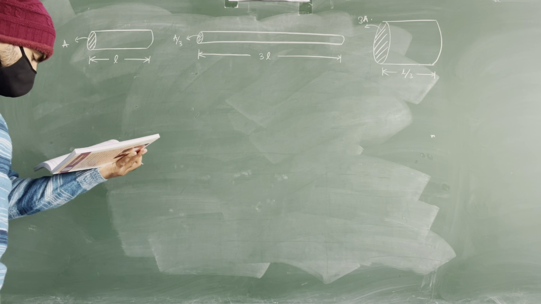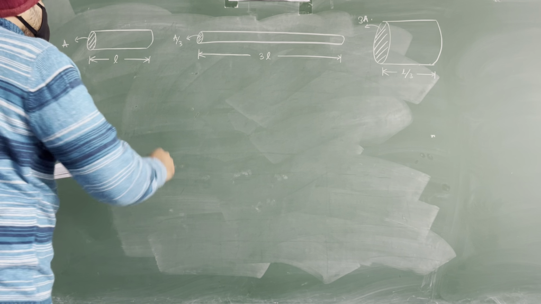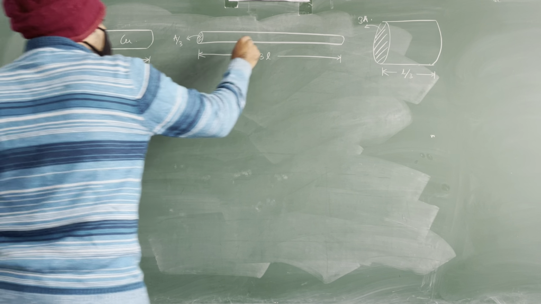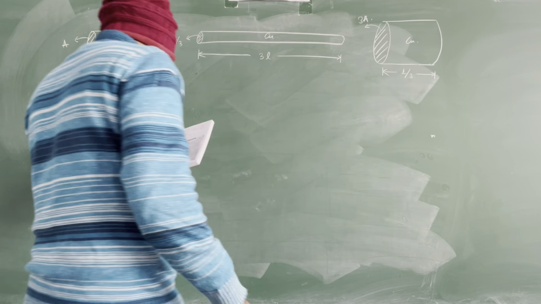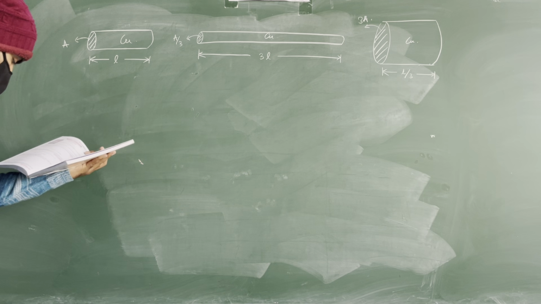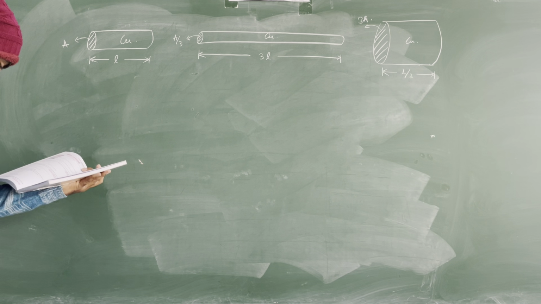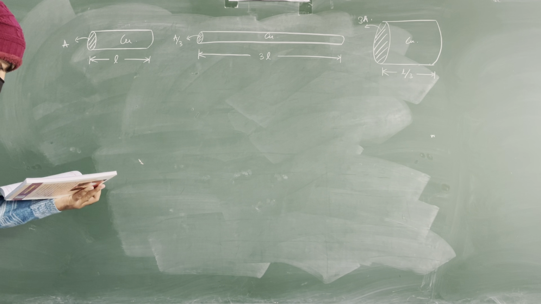The figure shows 3 cylindrical copper conductors. Each conductor is made of copper. Along with their face area and length, compare the resistance and resistivity of the 3 conductors.